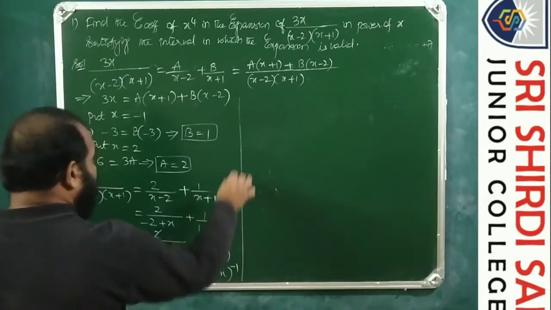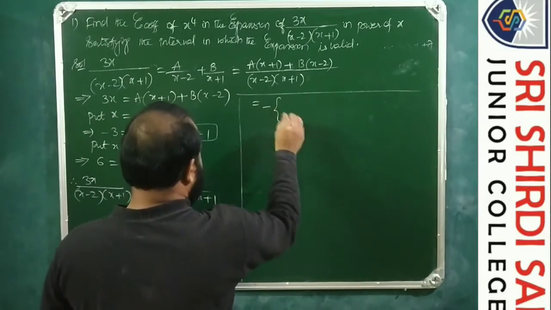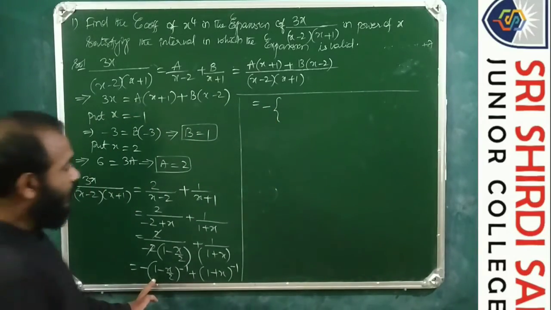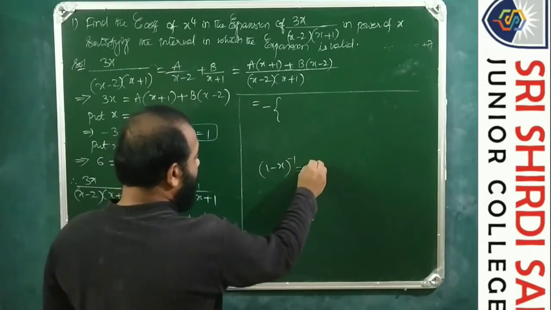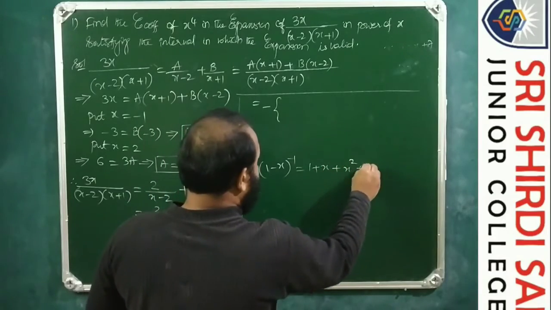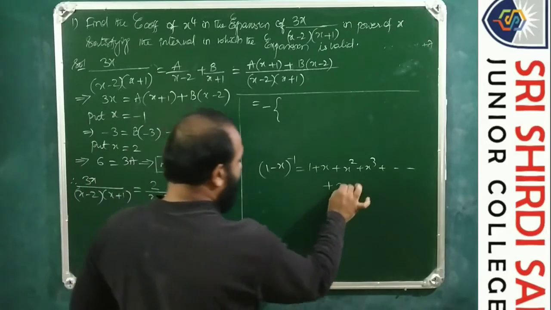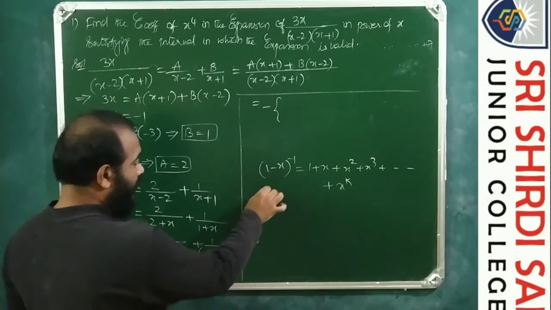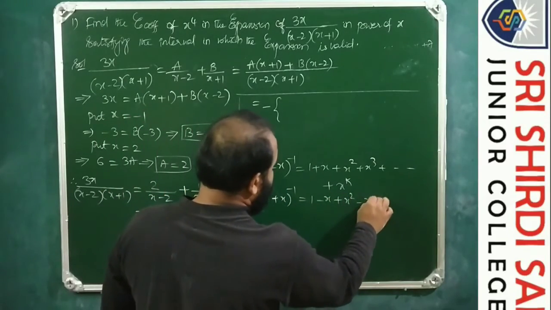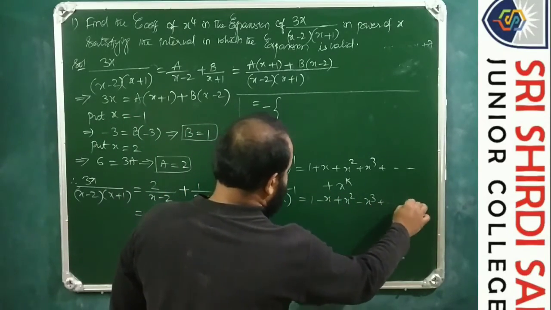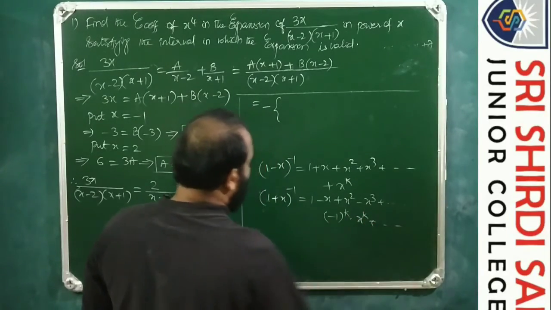This is equals to minus. Now you expand. What is 1 minus x whole power minus 1? 1 plus x plus x square plus x cube plus etc., plus the general term is x power k. And what is 1 plus x whole power minus 1? 1 minus x plus x square minus x cube plus etc., minus 1 whole power k into x power k plus and so on.